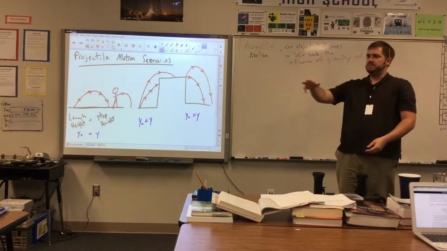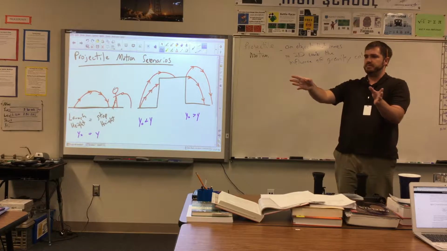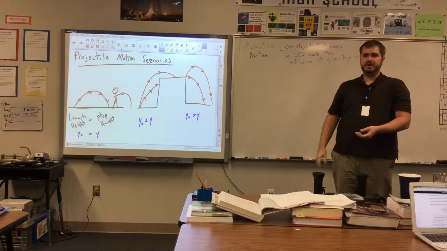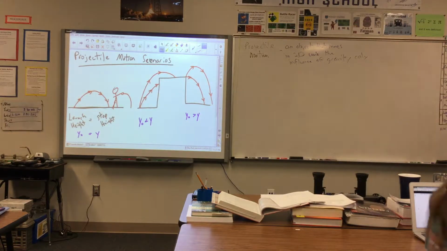Go ahead and experience projectile motion with the pencil and launch it to your neighbor there. Okay, so, class activity. I'll go higher, you go lower.